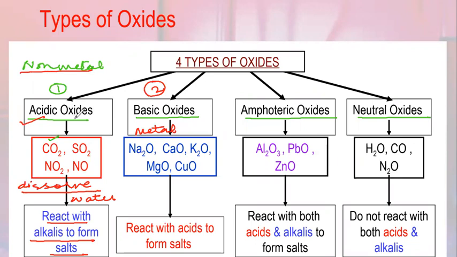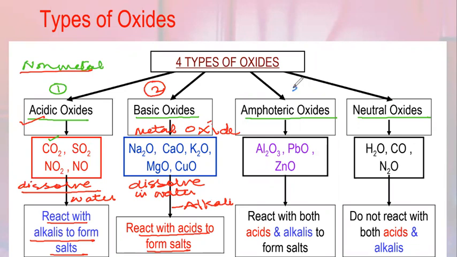Like non-metals form the acidic oxides, metal oxides are basically your basic oxides, and we also call them bases. So they are chemically the opposite of an acid. The ones which dissolve in water are going to form an alkali, and alkalis are the chemical opposite of acids. So these will react with acids to form salt. That's the second category, and these are examples of it.